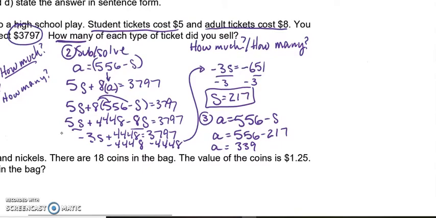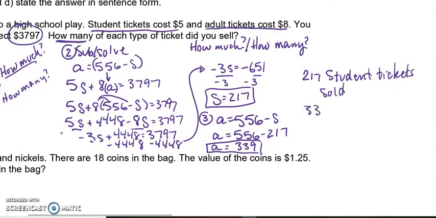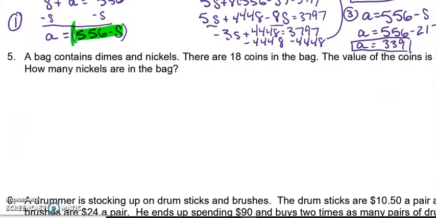But you're not quite done there. You have to put it in the context for me so that I know that you know what the letters represent. So you say 217 student tickets sold and 339 adult tickets sold. Okay, that's a requirement.